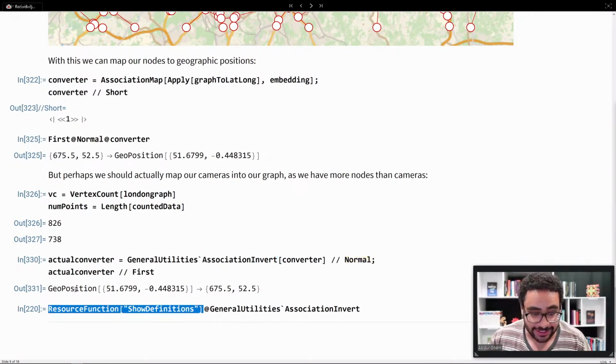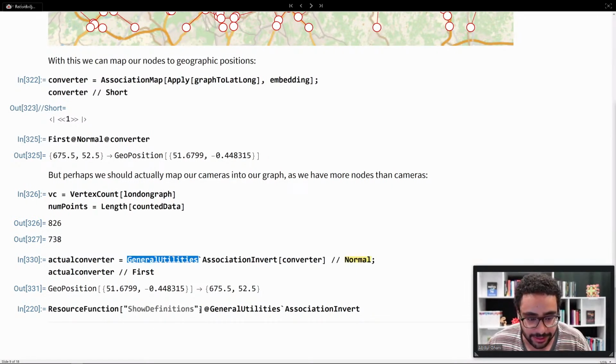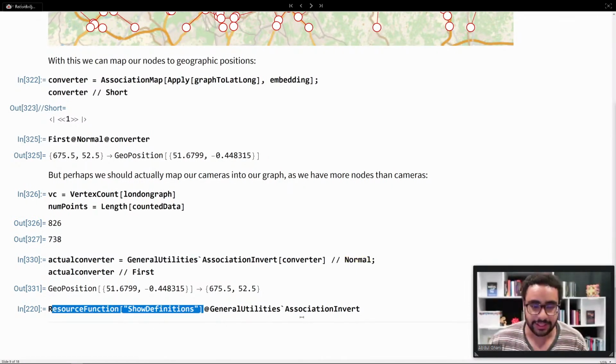How does this function work? It's something I want you guys to know because it's useful: there are functions in Mathematica that show you the definitions of stuff, and it formats it nicely for you. One way to get at this is a resource function called ShowDefinitions that some hero has written. There's also something like this in general utilities, but they both do the same thing.